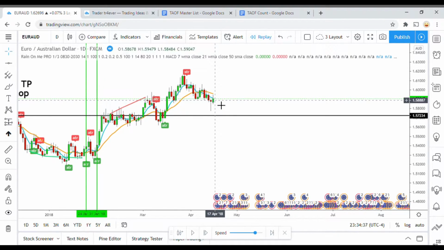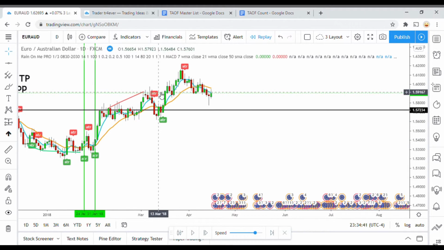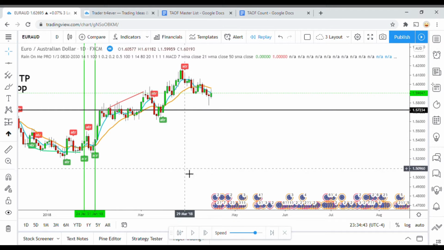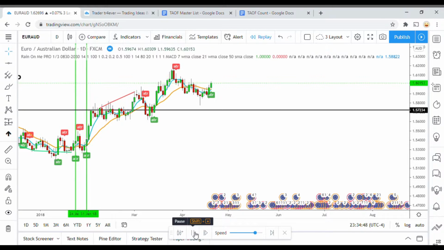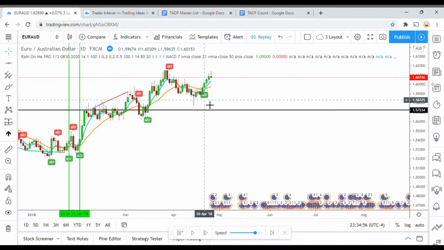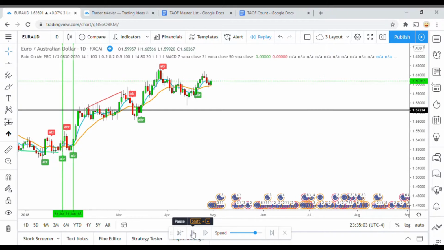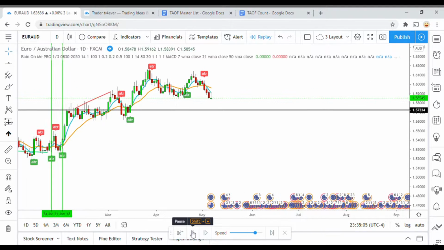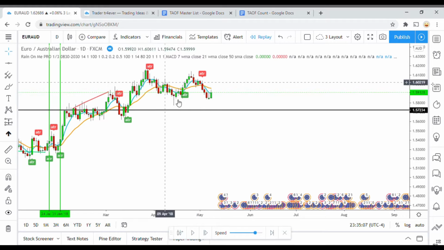Bouncing along, coming down, slightly breaking the neckline right there of the head and shoulders, and moving along, decided to take back off in the opposite direction. We didn't quite have a cross on that one yet, unfortunately, so again we missed out on what would have been a winning trade.